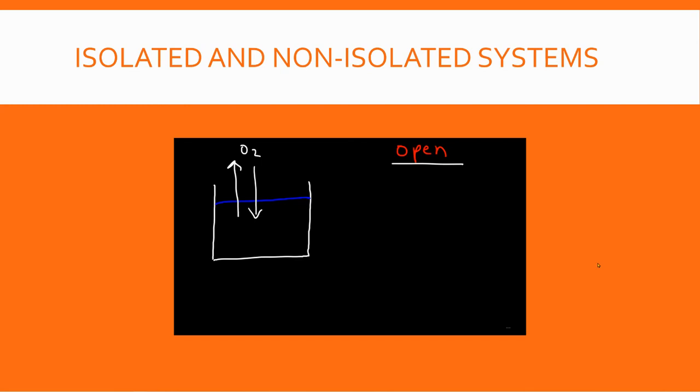Now the second thing is energy. Energy such as heat or even light can flow out of or into the system as well. And so that's an open system. Both energy and matter can flow into or out of such a system.